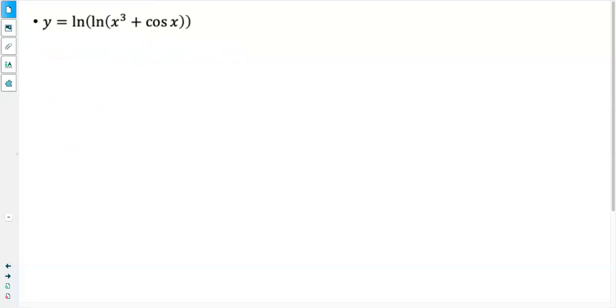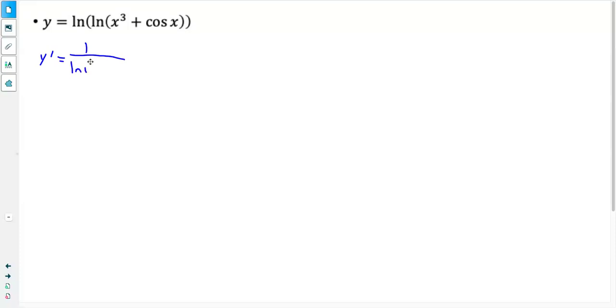Okay, next example, we have the natural logarithm of the natural logarithm of x cubed plus cos x. So we're going to have to deal with the chain rule a fair amount with this. So we'll start with our outer logarithm. So we've got y prime is equal to 1 over what's inside of it.